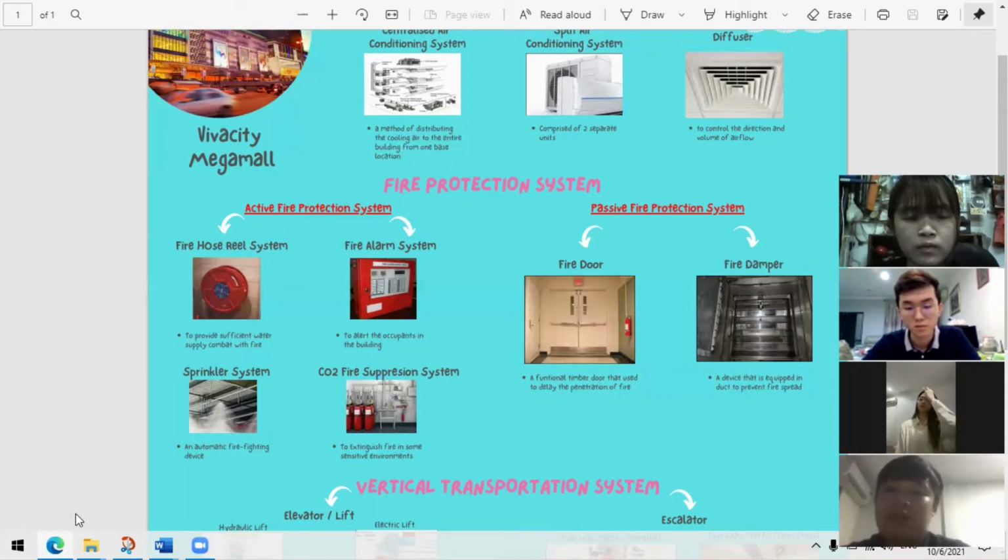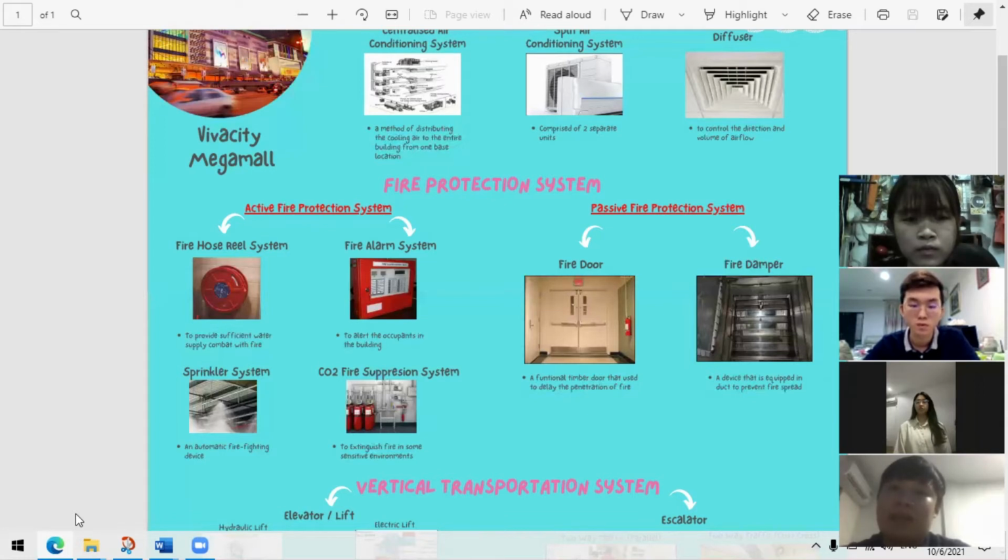And the next will be the fire alarm system. The fire alarm system is a combination of several devices used to alert the occupants about the presence of fire or smoke by using audio or visual signals. It consists of a fire control panel, fire detector, manual call points, fire alarm bells, and the emergency lighting.